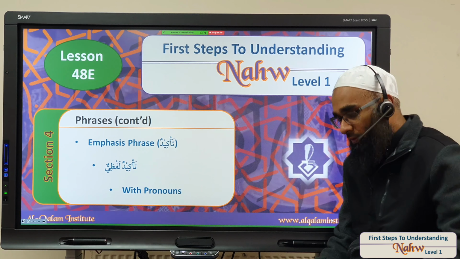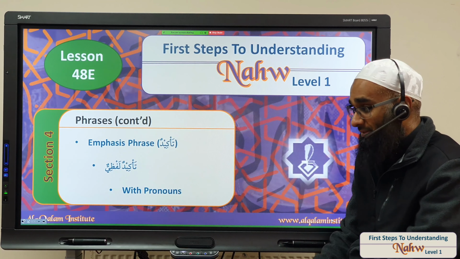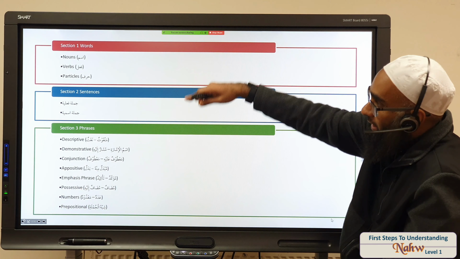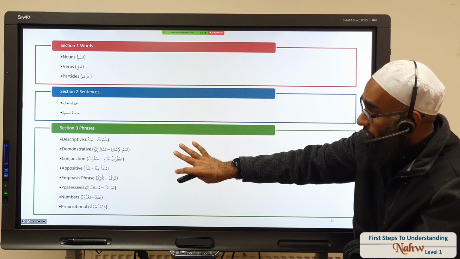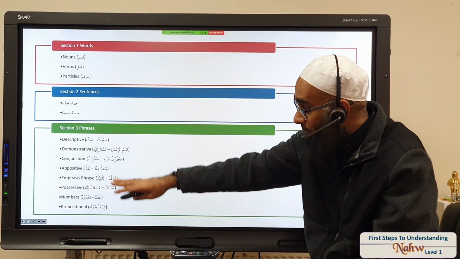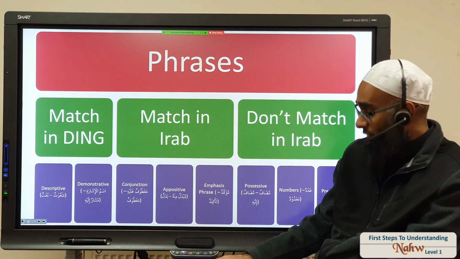So inshallah we're moving on to discuss one other rule before we finish off our ta'keed ma'nawi. What do we have? A quick recap. We have our words, our sentences, our phrases. And after phrases, we have pronouns. But within the pronouns, we've gone back to the emphasis phrase right here. And this is our summary of our phrases.